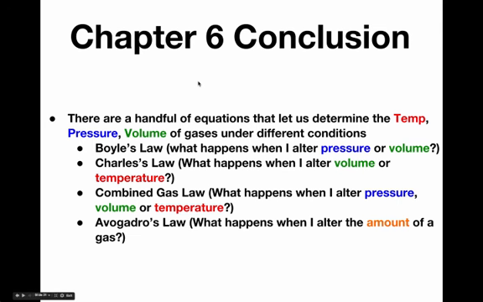So as far as Chapter 6 conclusions are concerned, there are a handful of equations that let us figure out the temperature, pressure, and volume of gases under different environmental conditions. Boyle's law basically says what happens when I alter the pressure or the volume of a gas in a container. Charles's law says what happens when I alter the volume or the temperature. Combined gas law says what happens when I alter pressure, volume, or temperature. And Avogadro's law says what happens when I alter the amount of a gas in a container, what happens to the volume. And that's it for Chapter 6.